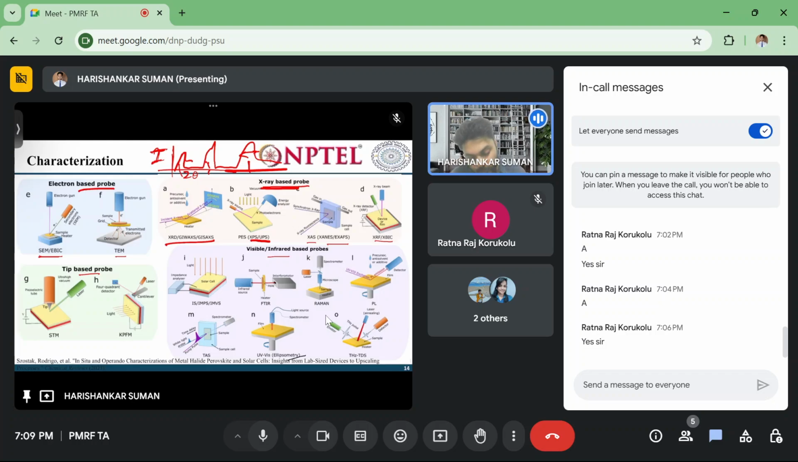And electron based probes, SEM and TEM, we can see the material surface structure, how it looks. This gives the image, also information about the grain boundaries, and elemental analysis we can also get. TEM is more powerful, but the material requirement is different. Also the tip based, STM, KPFM, AFM.